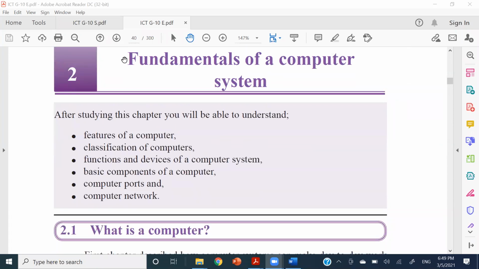Okay, so we are going to write down the notes, right? So you better start it from a new page saying fundamentals of computer.